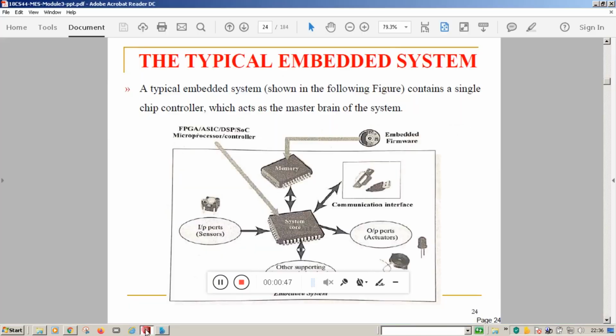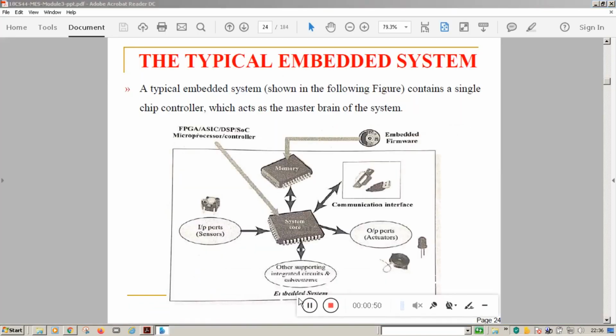microprocessor, microcontroller, digital signal processor, which is normally used to deal with multimedia data like audio and video. We will also discuss application specific integrated circuit, then application specific standard product. Other than that, we will discuss the different types of memory, input output devices, sensors, actuators, then various communication interfaces used in embedded systems.